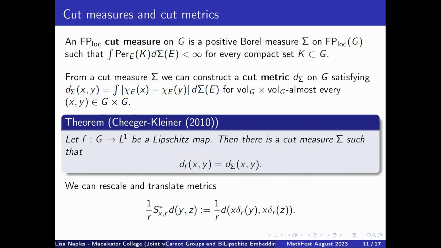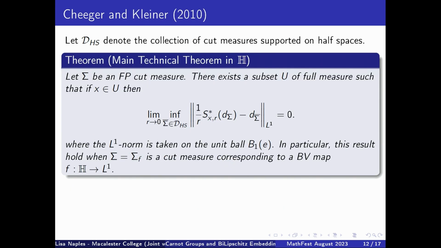It's also going to be important to note that in addition to being able to dilate and translate our cuts, we can also dilate and translate our metrics. Much of the results happen on the metric side of things instead of on the cut side. This is the main technical tool that Cheeger and Kleiner proved in 2010 in order to show that the Heisenberg group does not bi-Lipschitz embed into L1.